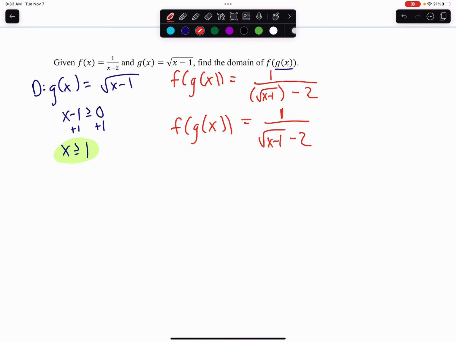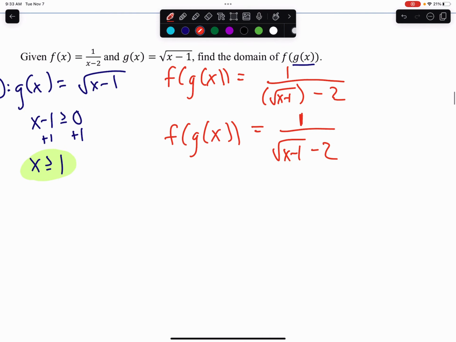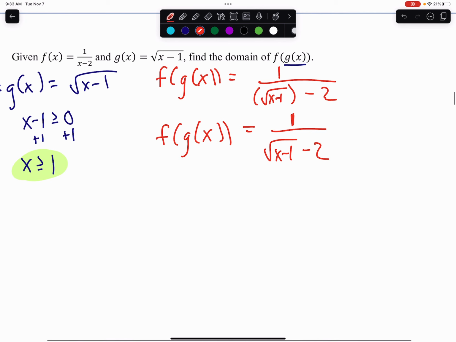So if we look at our numerator, that's just 1. Okay, so if I'm looking for the domain of f of g of x, numerator, we don't have to worry about that. Denominator, we do. And there's a couple things going on in this denominator. One thing is it has a radical. I'm only looking at this part of it. So we know that that radical, x minus 1, needs to be greater than or equal to 0.